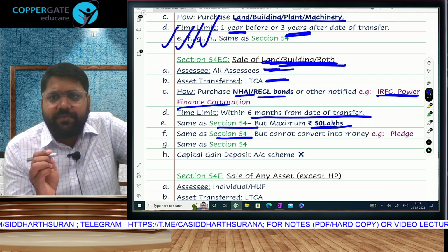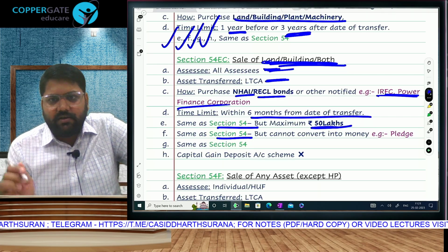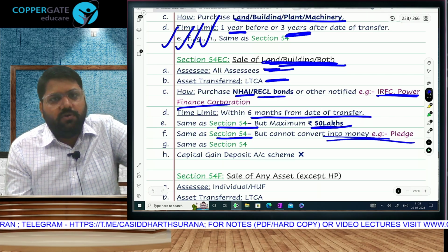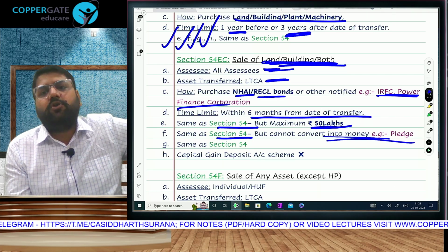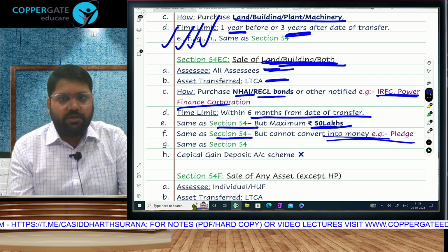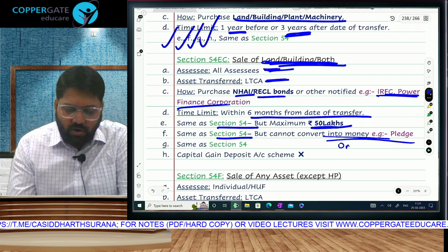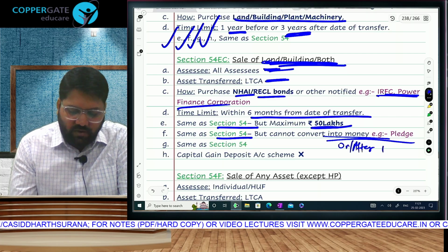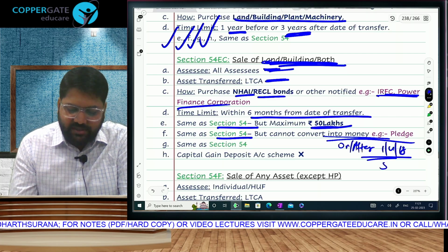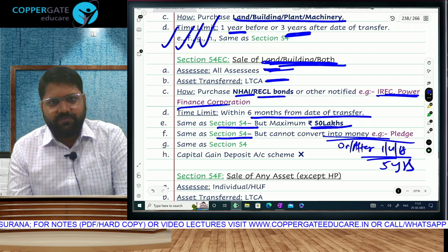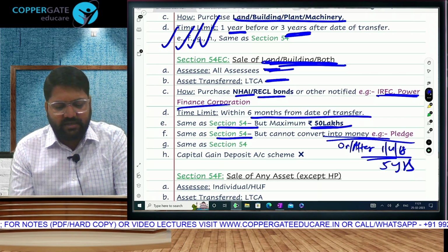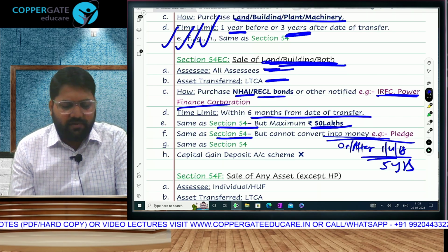What is going to be your lock-in period? Same, but here not selling is also not allowed, and you cannot do any pledge or mortgage of these bonds. Also, just a clarification, on or after 1/4/18, I don't want any confusion. The lock-in period will change from 3 years to 5 years. For everything else it is 3 years, but for this section it will be 5 years.